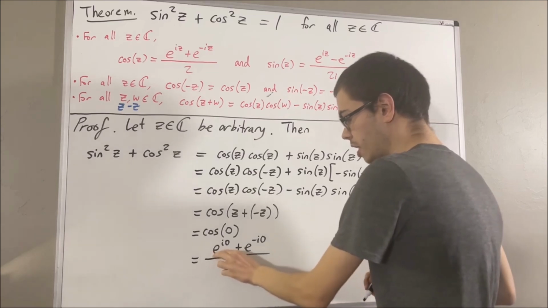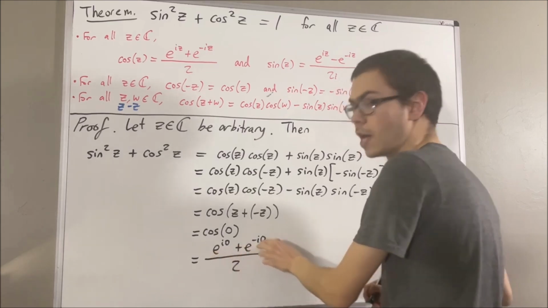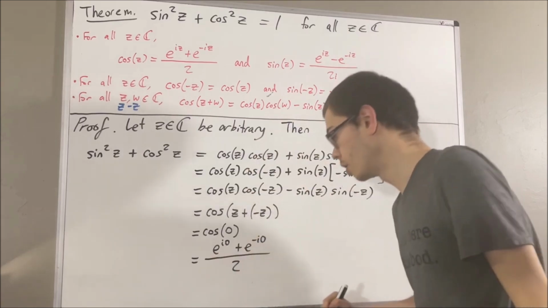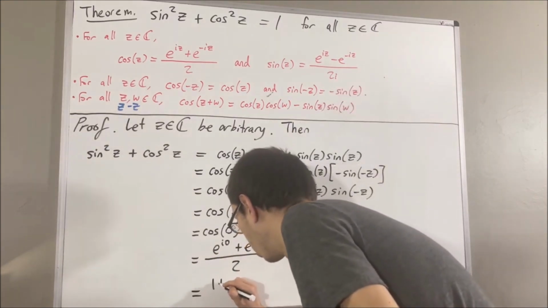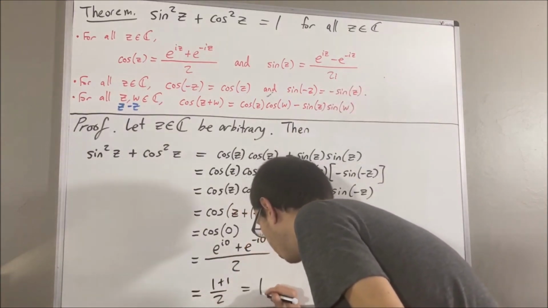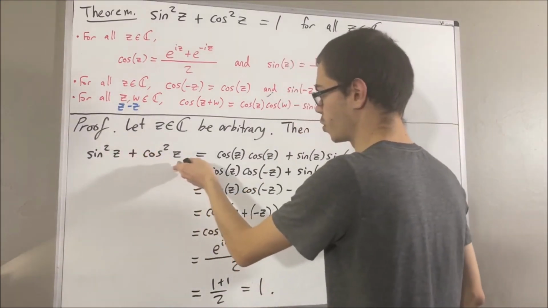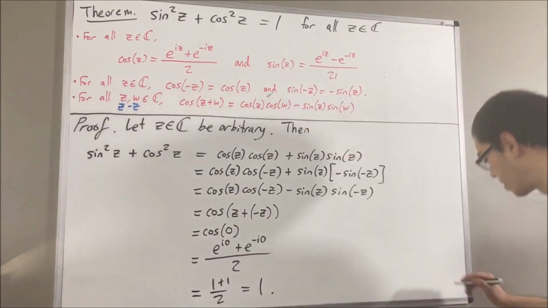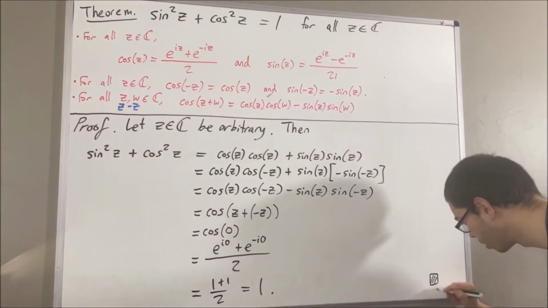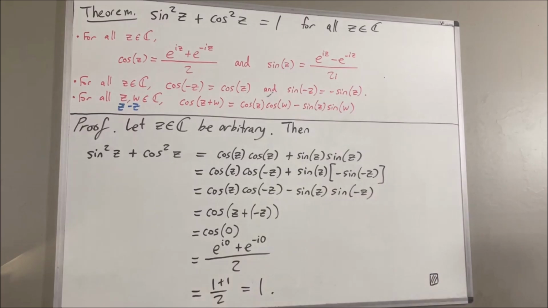But this is just e to the 0. And we know that e to the 0 is equal to 1. So this is just 1 plus 1 over 2, which is equal to 1. And so we've shown that sine squared z plus cosine squared z is equal to 1. So this completes the proof. And so yeah, that's pretty much it for this video.